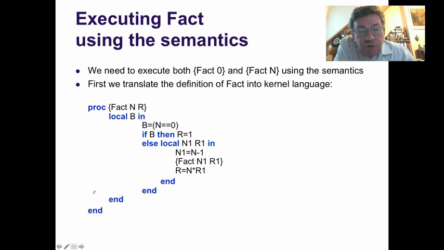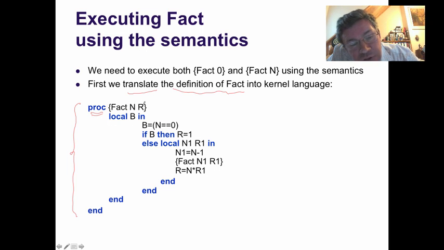So the first thing to do is to translate the definition of factorial into kernel language. So here it is. The function has become a procedure. We've introduced identifiers. The R here, which is the result of the function, becomes an argument to the procedure. Also, an if in the kernel language must use an identifier as an argument, it cannot use an expression, so we have to introduce this identifier b.